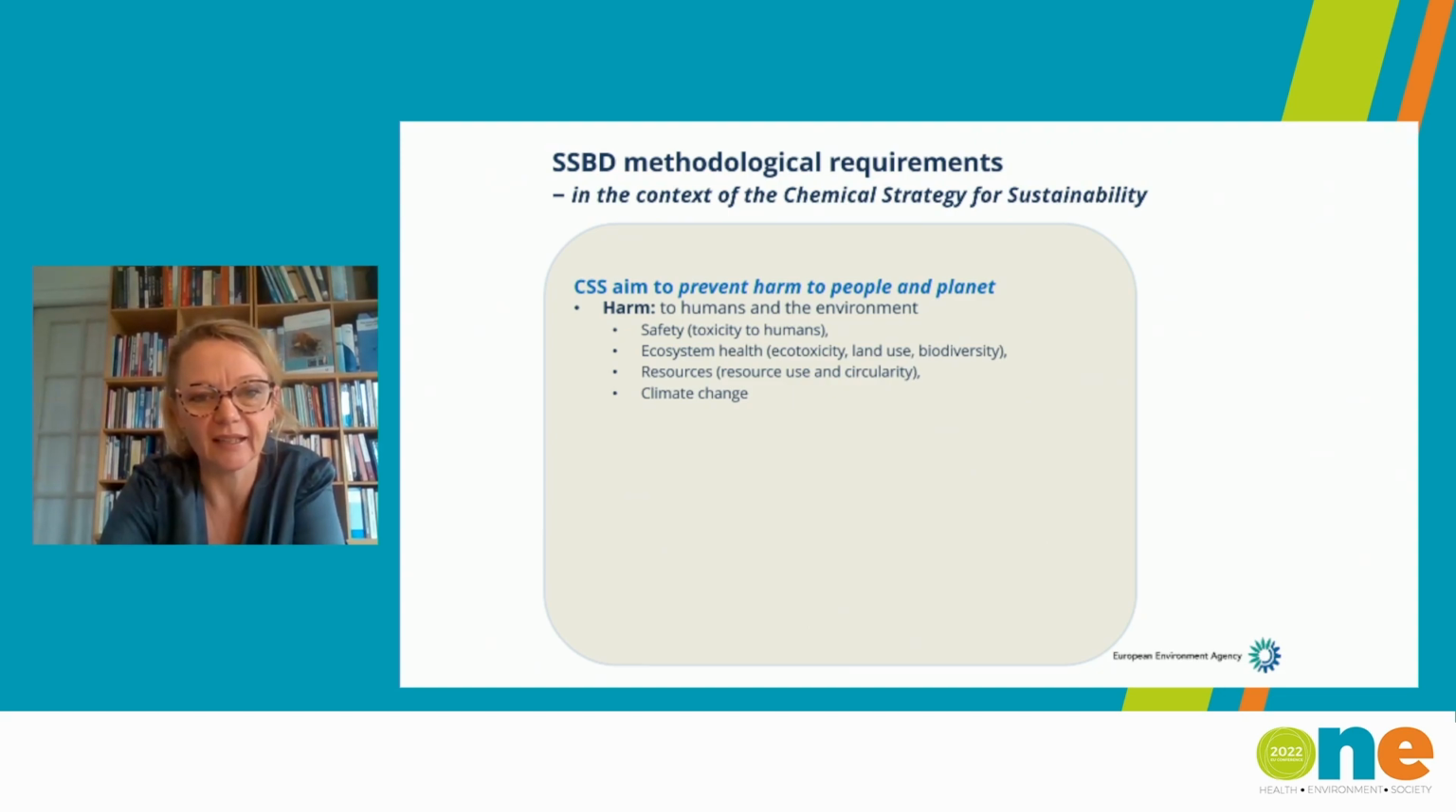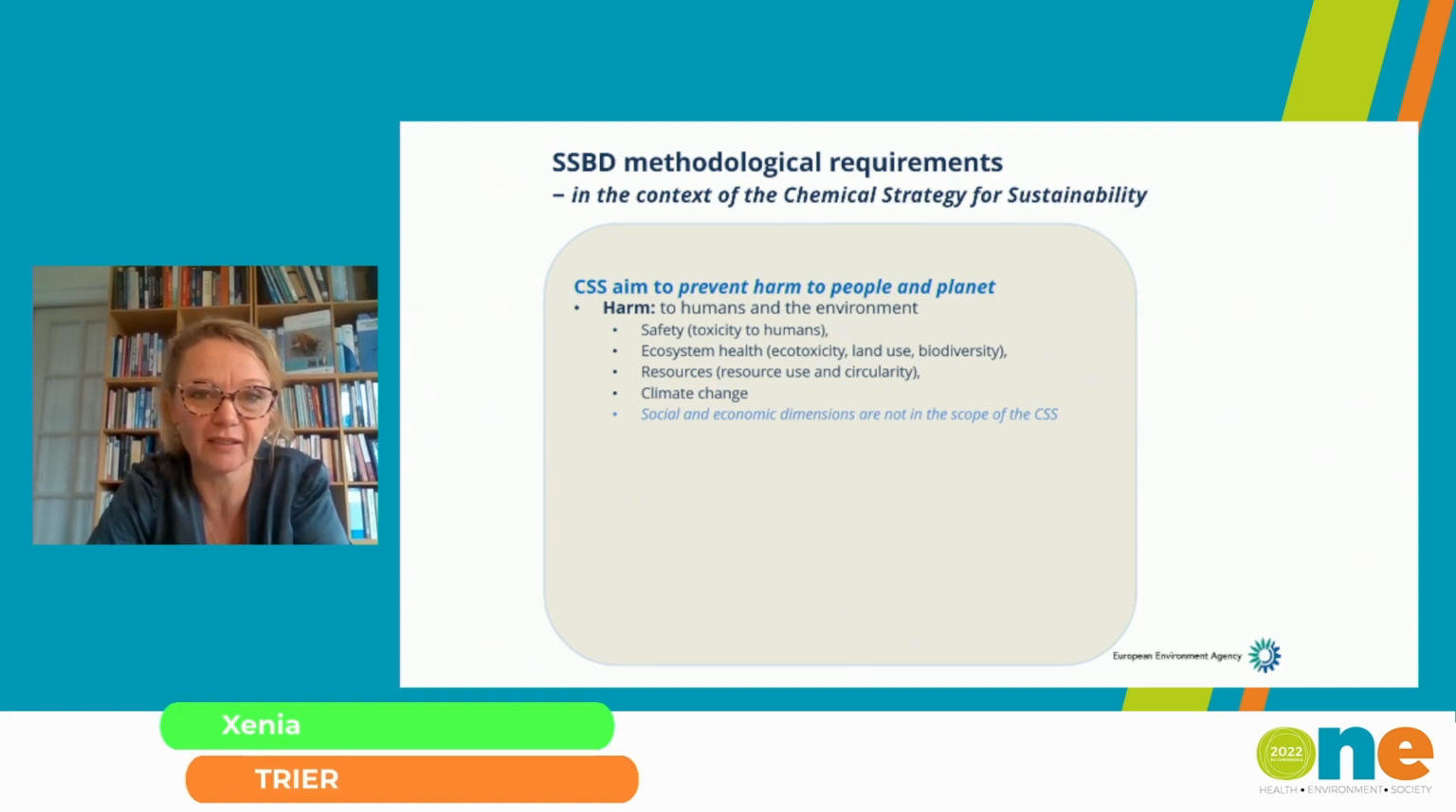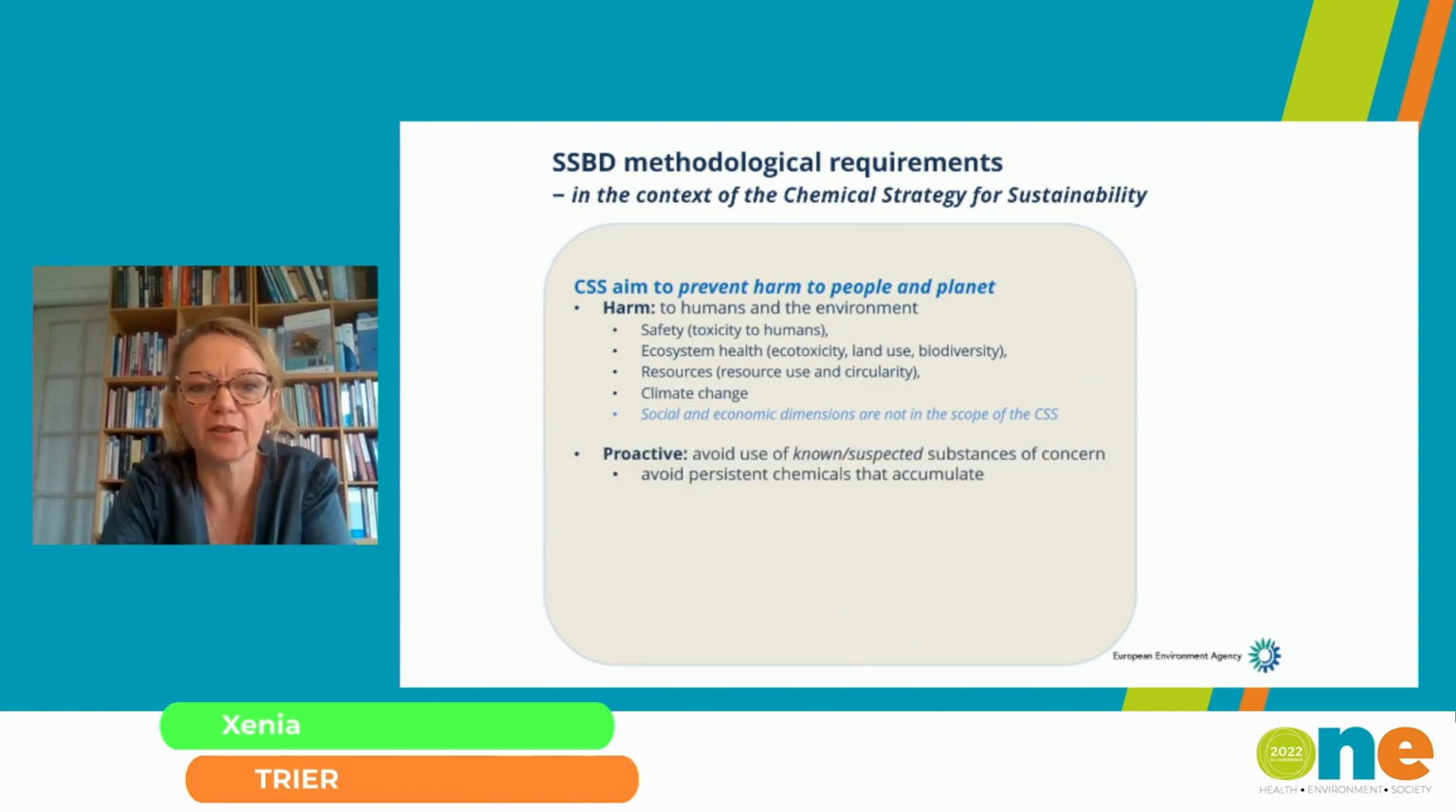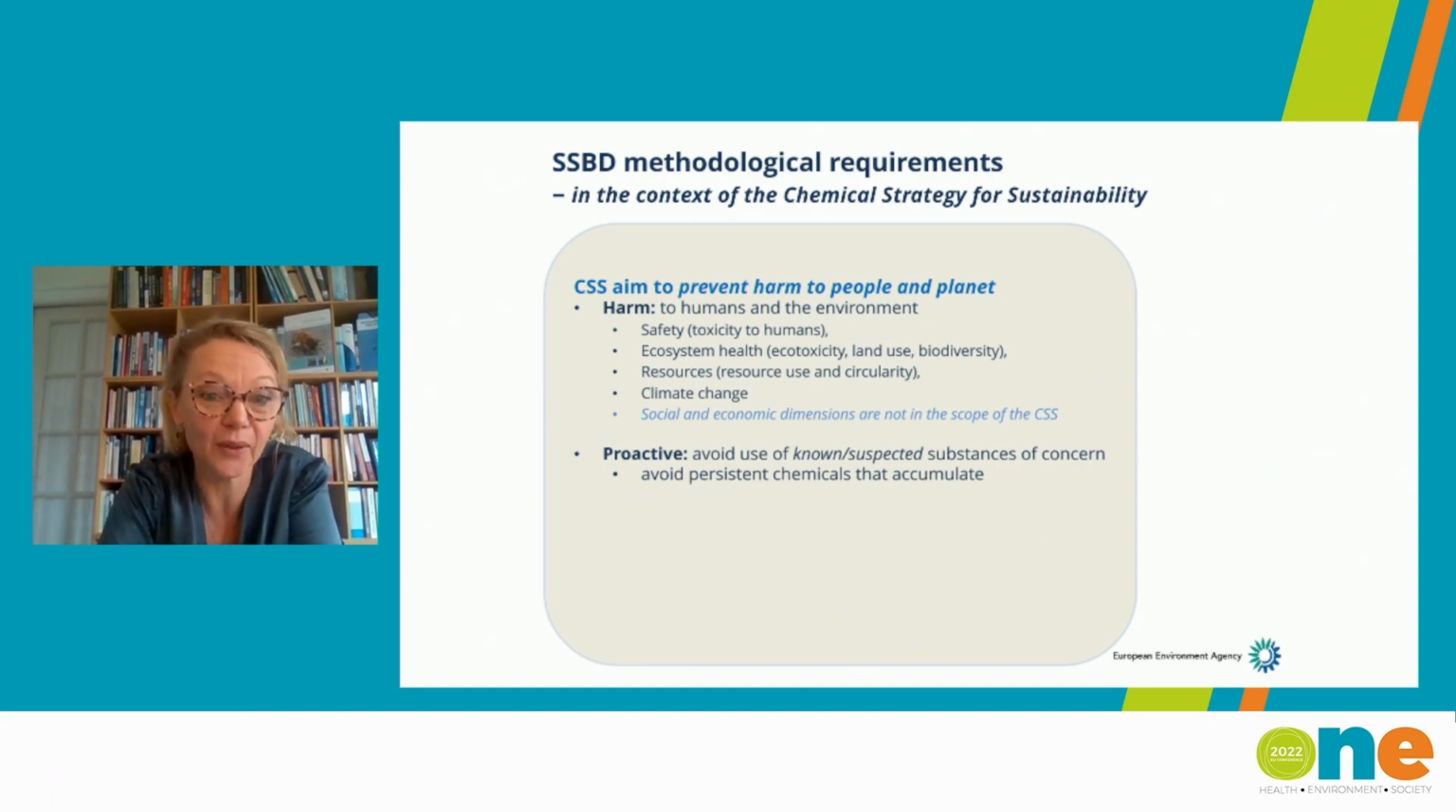And then the CSS actually does not call out for the social and economic dimensions, even if these are addressed in other parts of the European Green Deal, such as the just transitions, and also, of course, the Sustainable Development Goals. It also calls to be proactive by avoiding the use both of known and suspected substances of concern. And it has a particular focus on the persistent chemicals that accumulate. Because these chemicals, once they get into the environment, it's typically irreversible, and we also would lose the molecules because they are not mineralized and therefore they don't enter the circularity.